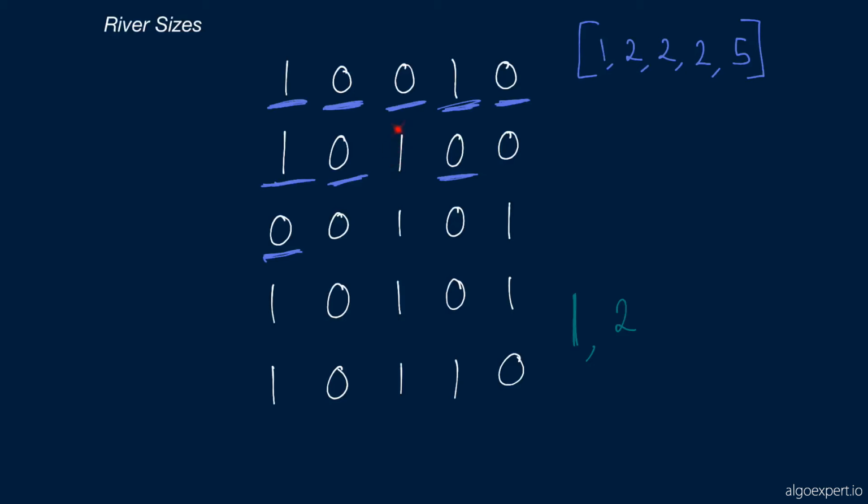We haven't visited it, so we start exploring it. We underline it to mark that we visited it. In the code, we would flip a Boolean in the auxiliary matrix. And because this value is a 1, we're going to mark our current size as 1. And then we're going to start exploring all of its neighboring nodes. The one above it, we visited. The one to the left of it, we visited. The one to the right of it, we visited.